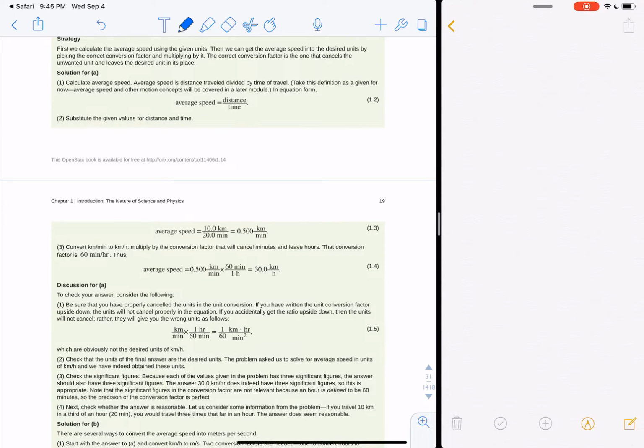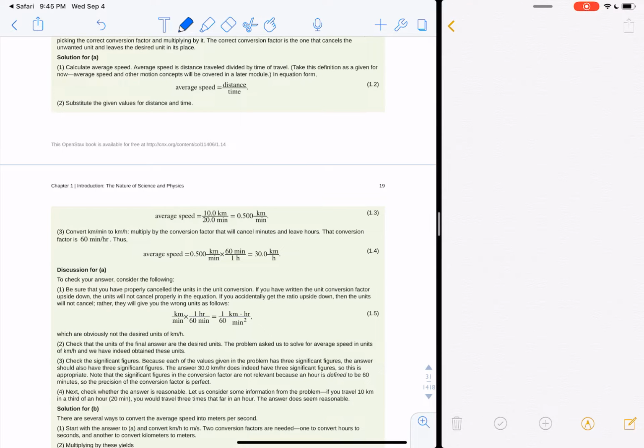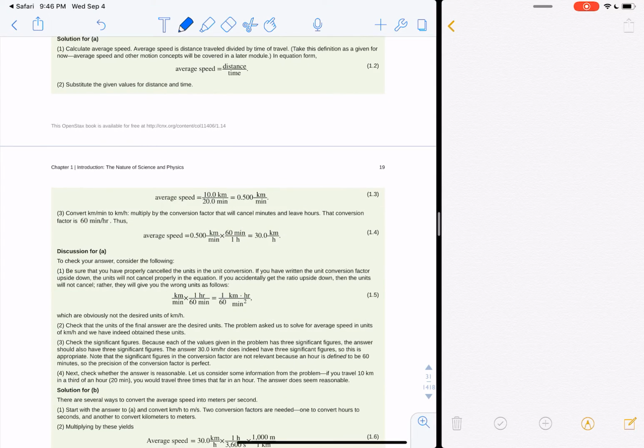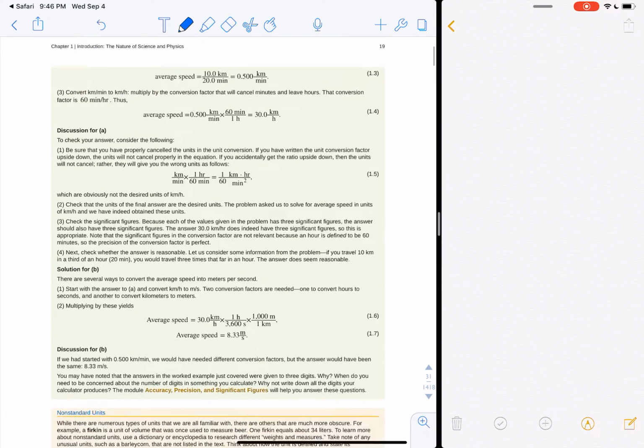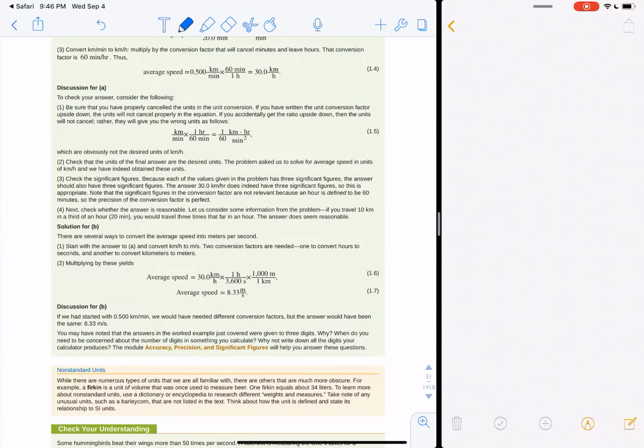So we're using our rate times time is distance equation here. And then we say that our average speed is 10 kilometers over 20 minutes. So that means half a kilometer per minute. And now we need to go from kilometers per minute to kilometers per hour. But there's 60 minutes in every hour, so we can multiply those together. Our minutes are going to cancel out, and we're going to leave our hour on the bottom here. And so that'll give us our 30 kilometers per hour. If you want to go to meters per second, do the same thing. Try to do that on your own before looking down here at the answer.